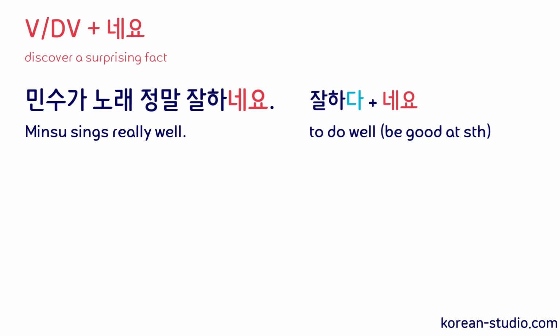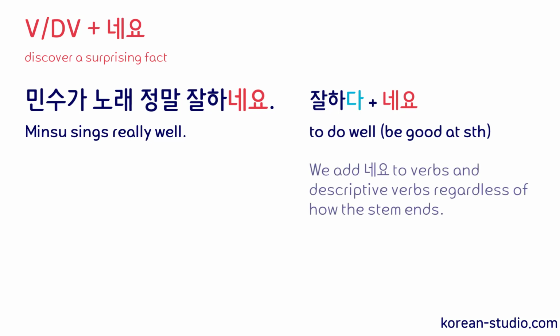잘하다 means to do well. So by adding 네요 to the stem, we're indicating that we have just discovered this, and we are somewhat surprised by what we have just discovered. The indication of our surprise will also be shown in the way we say this statement. So it's not just 민수가 노래 정말 잘하네요, but it's 민수가 노래 정말 잘하네요.